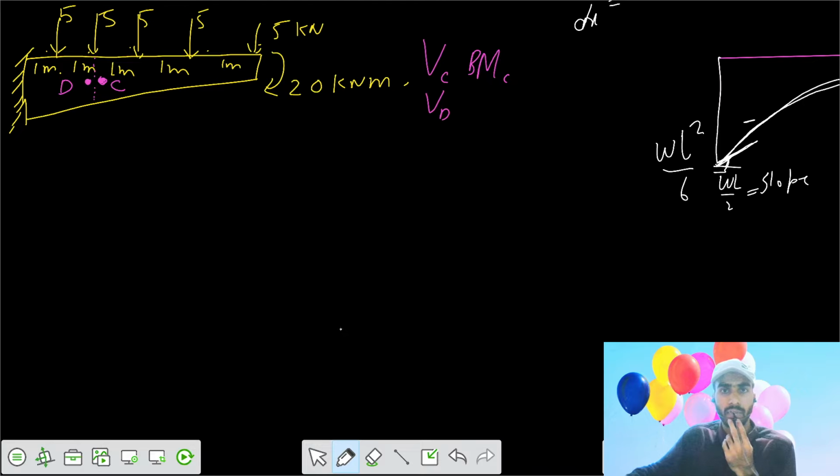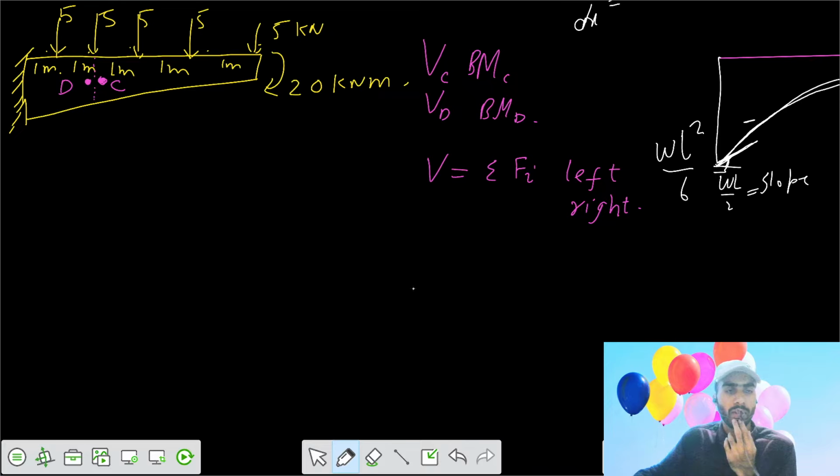Shear force at D, bending moment at D. So for that, what is the shear force? Shear force is the summation of all transverse forces. Either we can go from the left side or we can go from the right side.